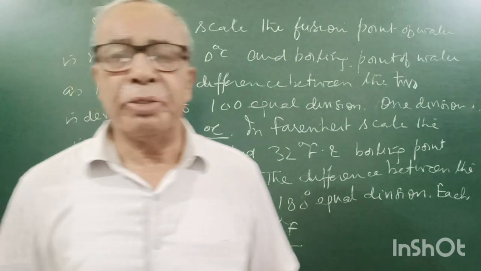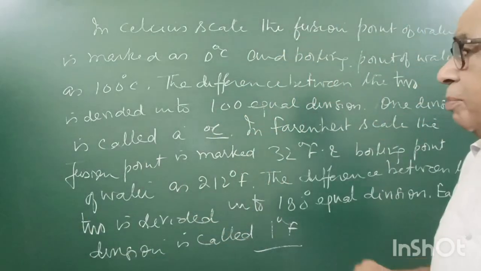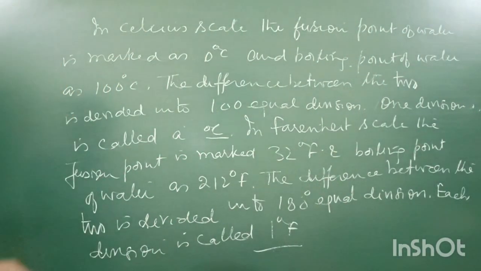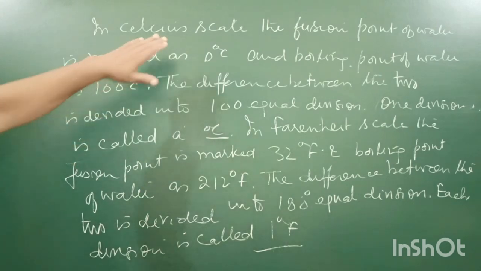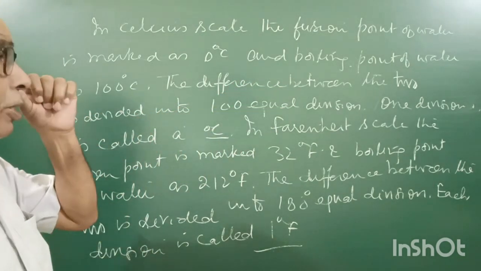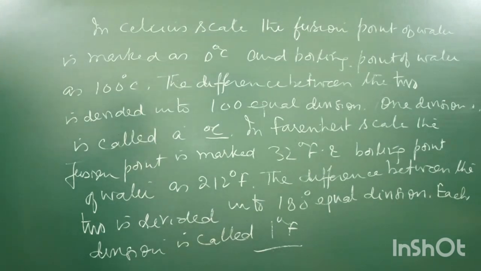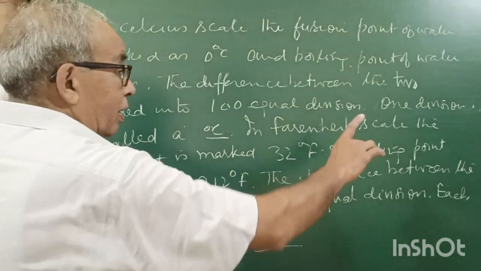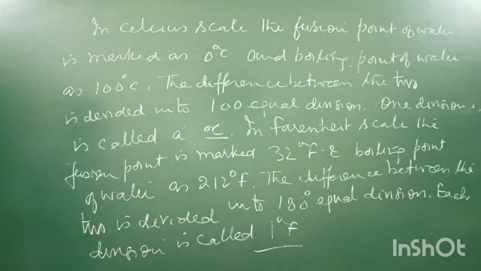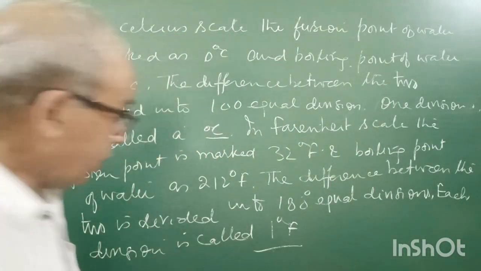Yes, dear student, there was a break here. I'm repeating again. So in the Celsius scale, the fusion point of water is marked at 0 degree and the boiling point of water at 100 degree. The difference between the two is divided into 100 equal divisions, each division called a degree centigrade. On the Fahrenheit scale, the fusion point is marked at 32 degree and the boiling point of water at 212. The difference between the two is divided into 180 equal divisions, and each division is called 1 degree Fahrenheit.